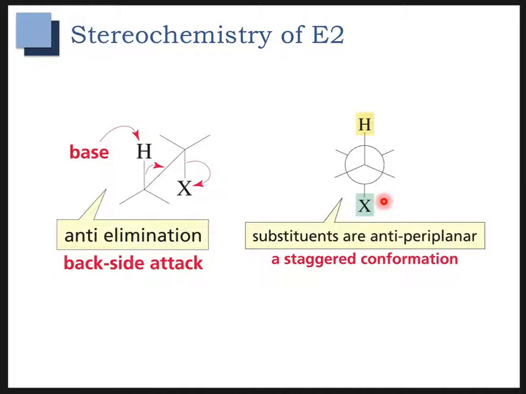Because of this, we're only getting one product in the reaction. You absolutely have to have this orientation for the reaction to proceed. Okay, so let's do a couple of examples.